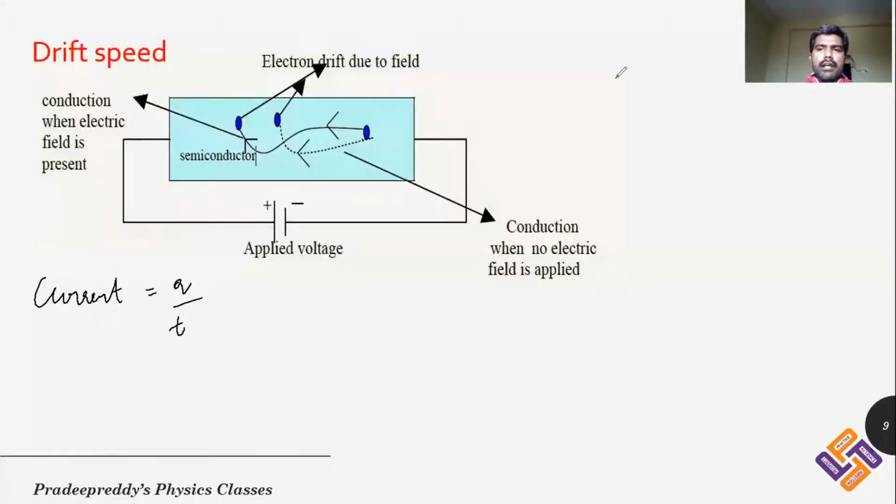Now let us derive another equation for drift speed in terms of electric current. We can write electric current is equal to Q divided by t, where Q is the net charge transferred over there. Net charge transferred per unit cross-sectional area. Okay, so Q net can be written as N, where N is the total number of electrons, e is the charge of the electron, and throughout its cross-sectional area, this is the cross-sectional area of the wire.